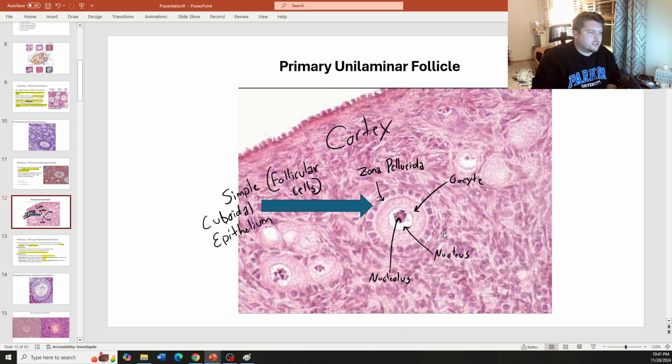Here we have it all labeled. We have the nucleolus, the nucleus. This whole structure is the oocyte. We have that simple cuboidal epithelium surrounding it as well.